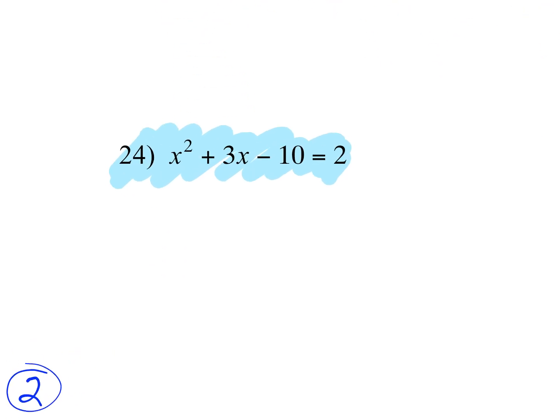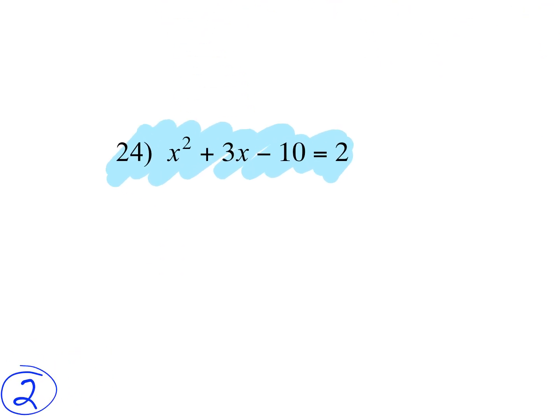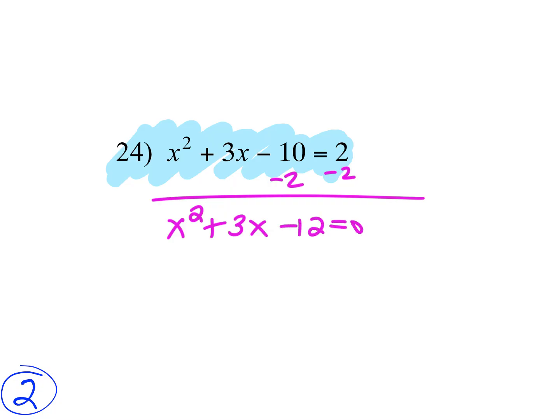All right, let's look at 24. How do they ask us to solve this? In this section, what does it say? Quadratic formula. So that means we need everything on one side set equal to 0. So what do I do with the 2? I'm going to subtract it. So I have x squared plus 3x minus what? 12 equals 0. Okay, so what's your a term?